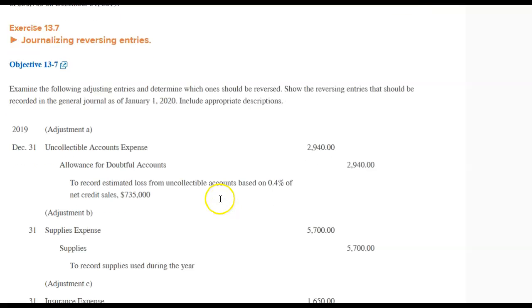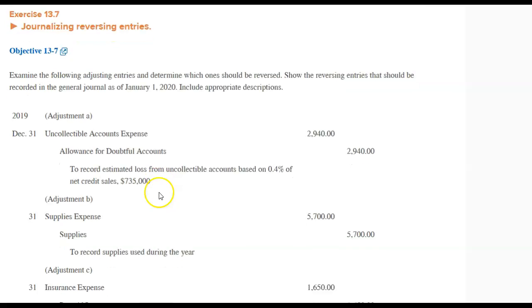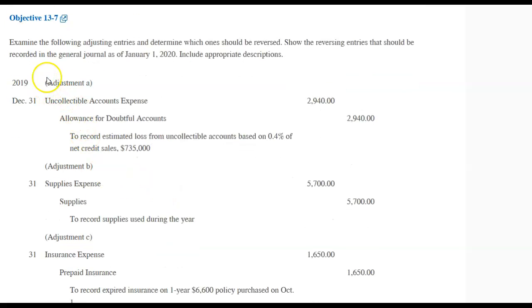Okay, looking at 13.7 again. These are reversing entries. These are entries that we have not done yet. What we have done is adjusting entries. So looking at these adjustments, the first one is fine. There's nothing you need to adjust, and that's because nothing there is accrued or deferred.